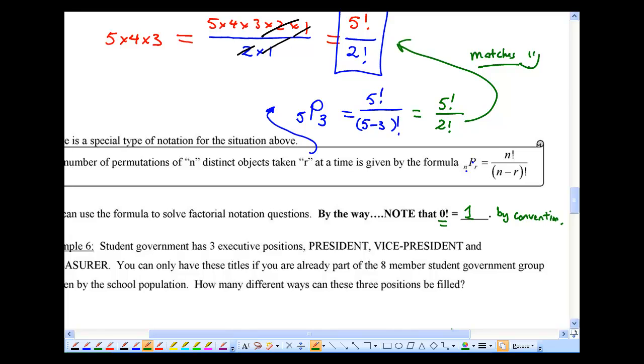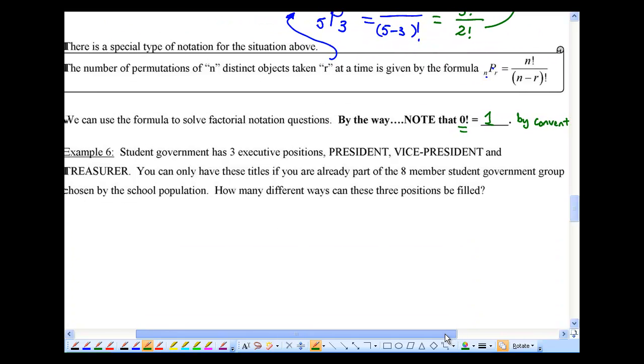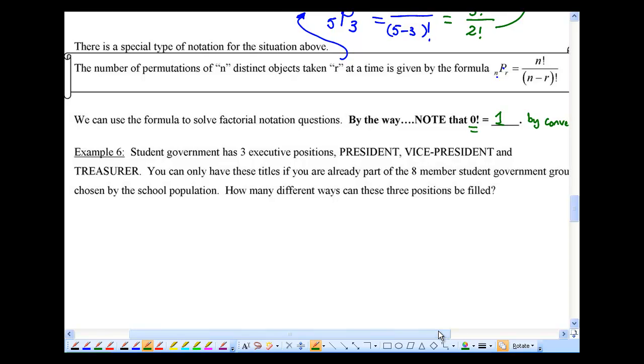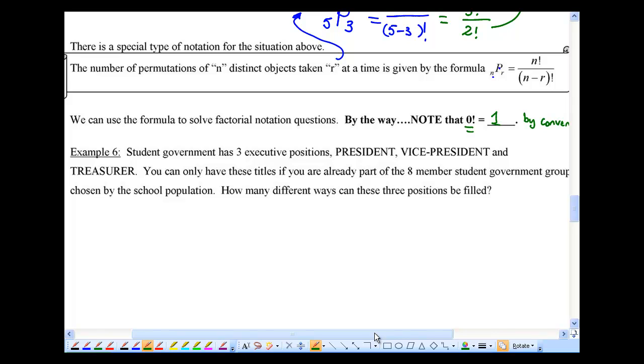All right. Student government. Elections should be coming soon, I think. Student government has 3 executive positions available: president, vice president, and treasurer. You can only have these titles if you're already part of the 8-member student government group chosen by the school population. So you get chosen to be a part of the government first, and then they choose individually. So the question is, how many different ways can these 3 positions be filled?